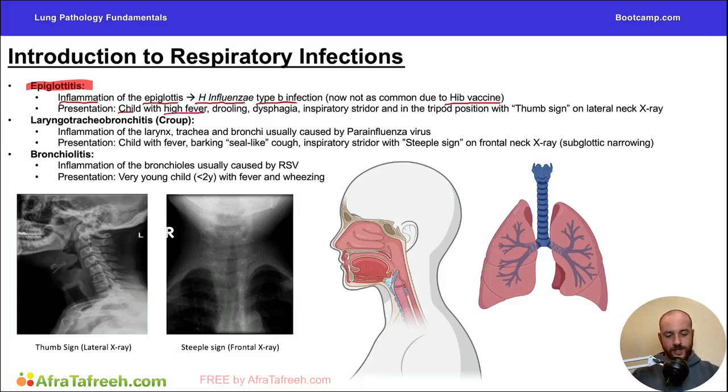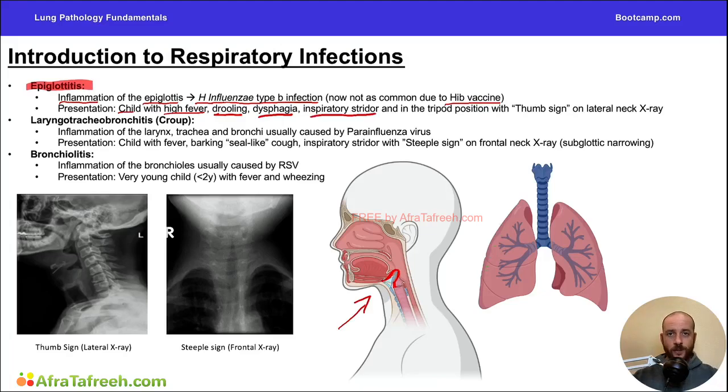Okay, so epiglottitis classically presents as a child with a very high fever. Especially in a boards question, they can have a fever as high as 103 degrees Fahrenheit. The rest of the symptoms and presentation really just has to do with the fact that there's an inflamed epiglottis. If we take a look at this diagram right here, the epiglottis is right here, and when it becomes inflamed, it really starts to take up a lot of room in the throat. So this can cause things like drooling, dysphagia, and inspiratory stridor.